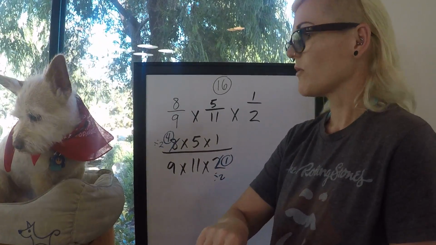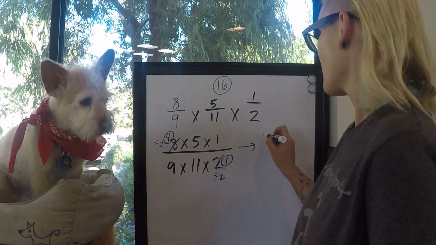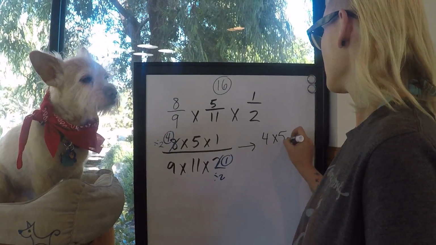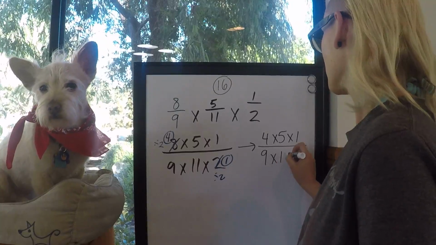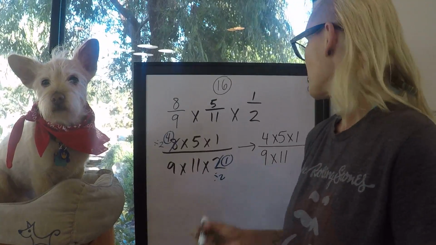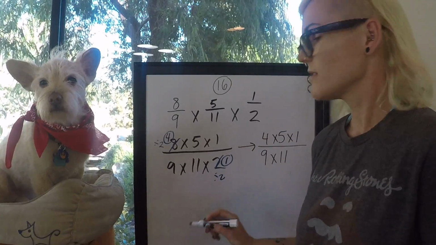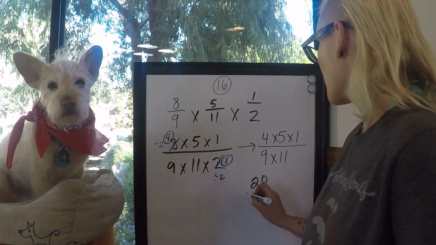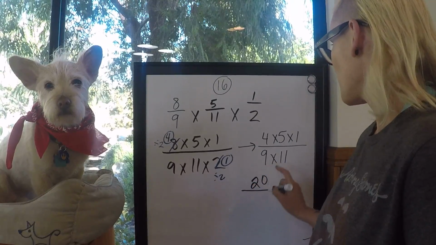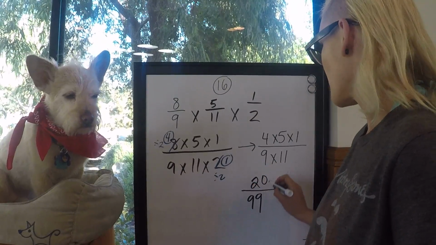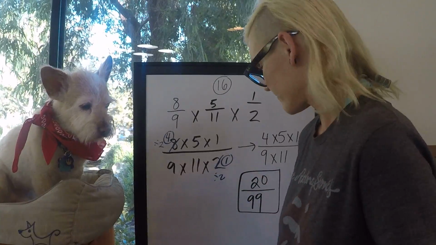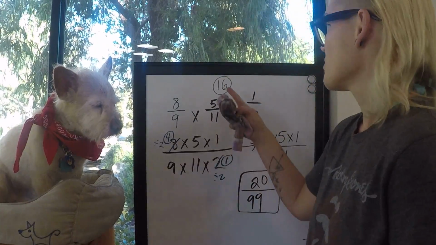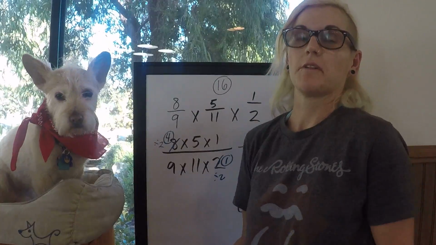So let's rewrite what we've got. Got 4 times 5 times 1 on the top, and 9 times 11 on the bottom. So on the top, 4 times 5 times 1, that's going to give me 20. And on the bottom, 9 times 11 is going to give me 99. So 20 over 99. All right, so far we haven't had any negative numbers.